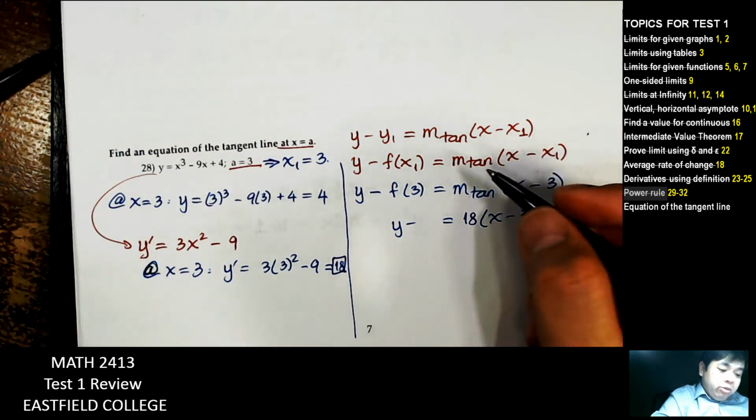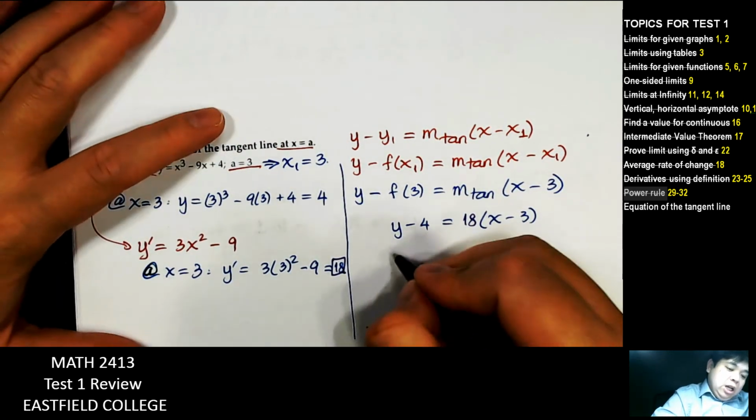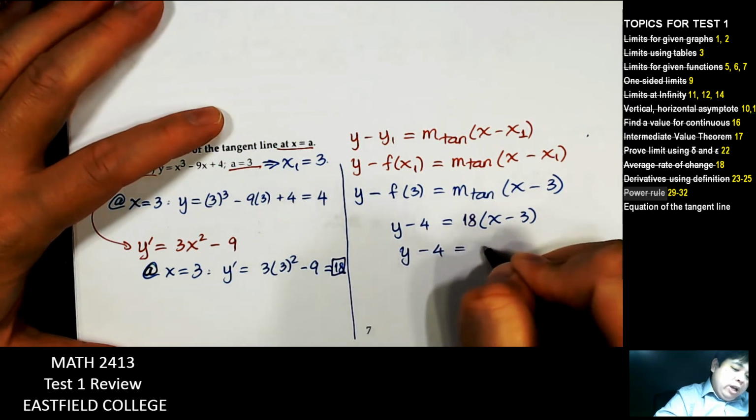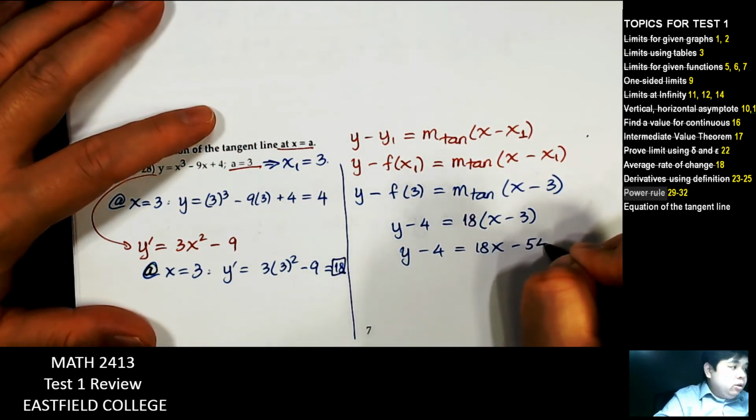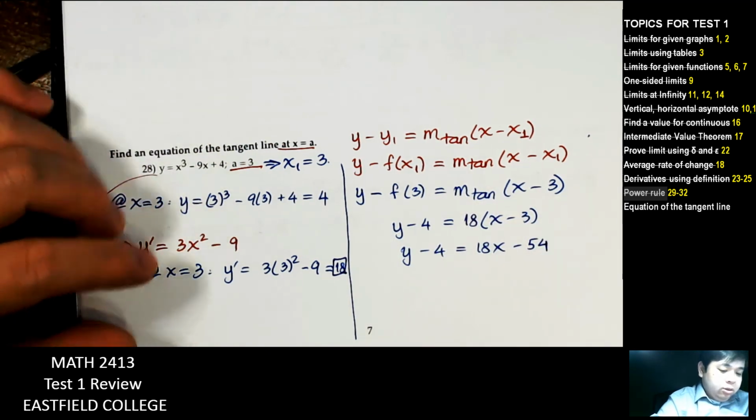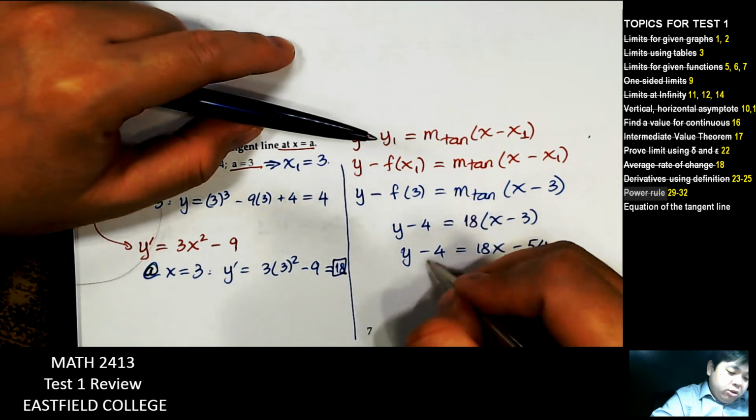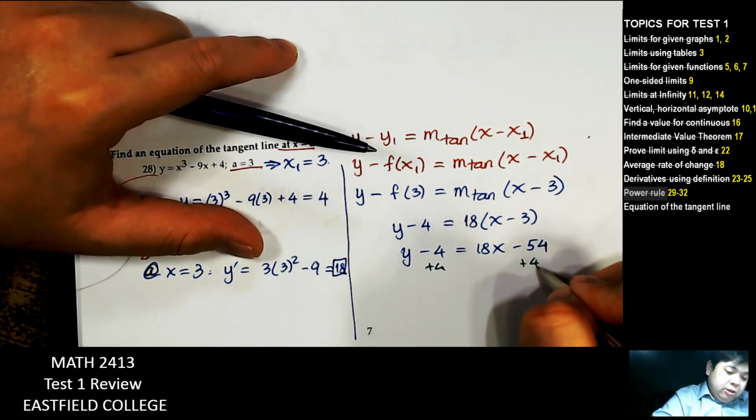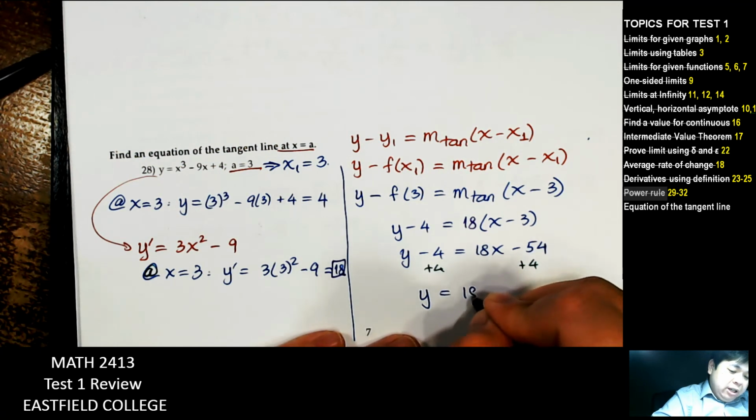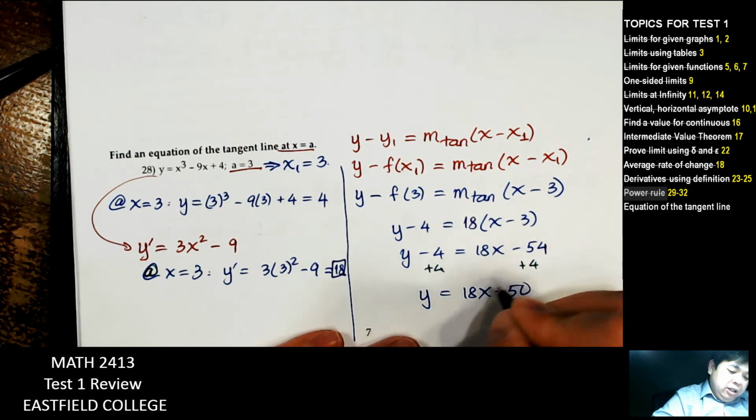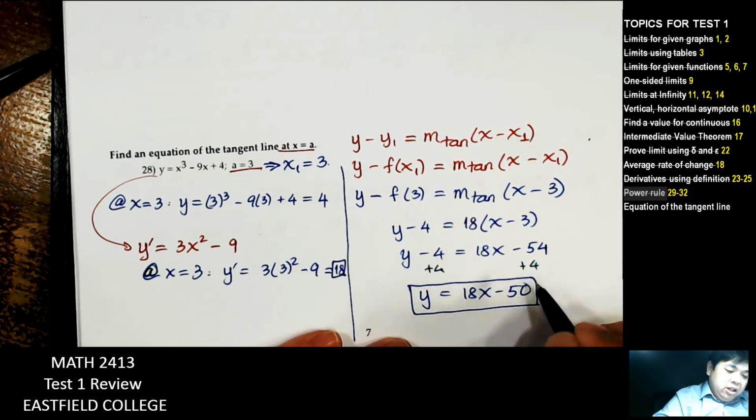And then the value of the function is equal to 4. So we have y minus 4 equal to 18x minus 54. And then with plus 4 on both sides, we have y equal to 18x minus 50. So that is the equation of the tangent line.